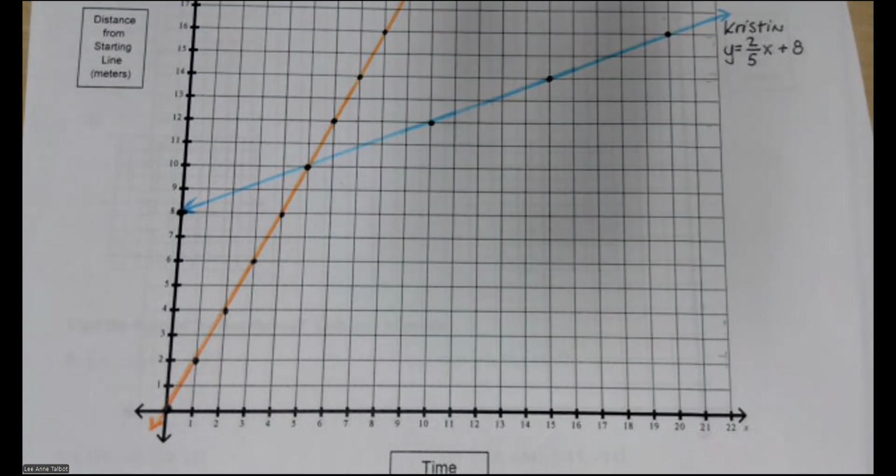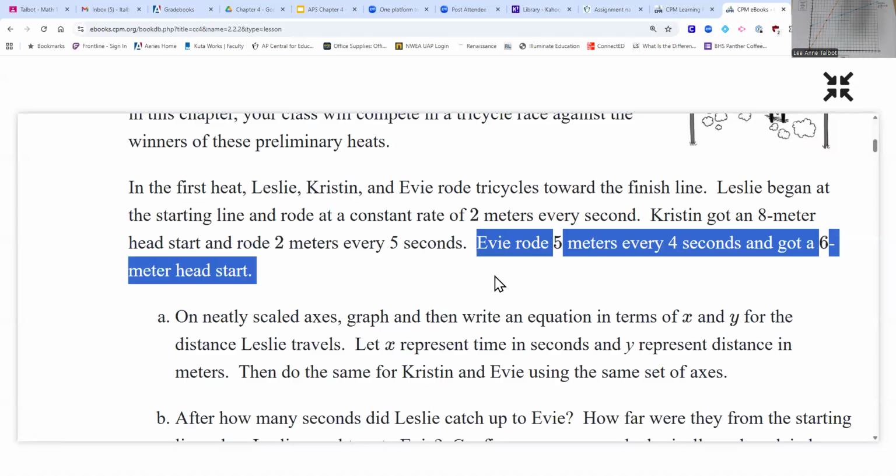All right, now grab a third color. Evie rode 5 meters every 4 seconds and got a 6-meter head start. Okay, 6-meter head start. 5 meters every 4 seconds.